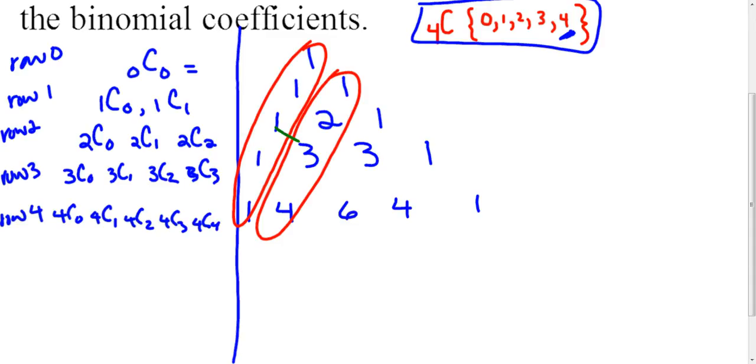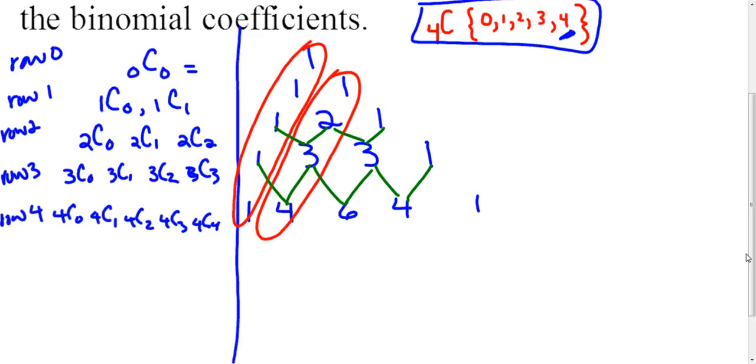Then what I want you to notice is this. If I add 1 and 2, I get 3. If I add 1 and 3, I get 4. If I add 3 and 3, I get 6. Okay? And you can kind of see what's going to happen the whole entire way down.